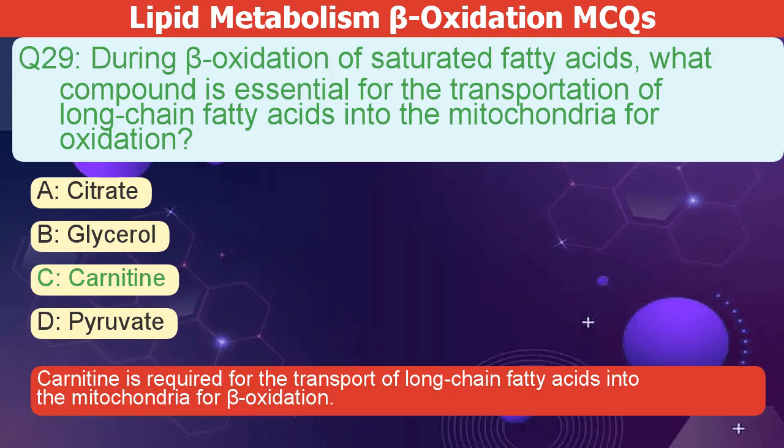The correct answer is C. Carnitine is required for the transport of long-chain fatty acids into the mitochondria for beta-oxidation.